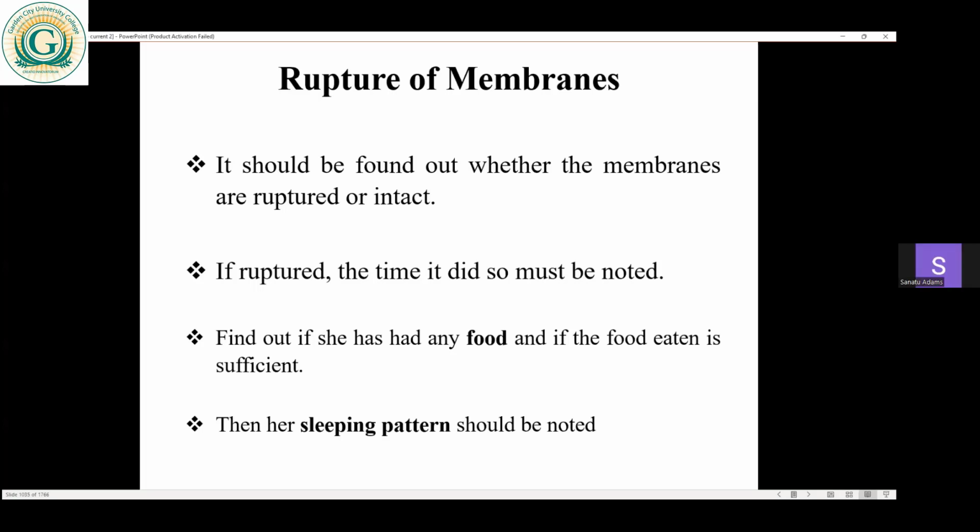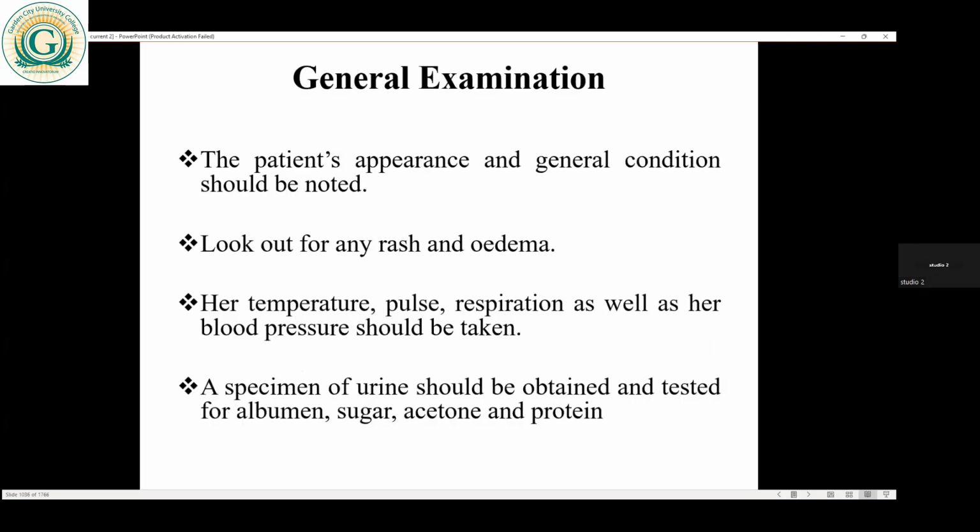Why do we need to know whether she has eaten? If she's coming from the house and she has eaten, we are sure of the energy, especially when the labor is very early, so that she gets strength to go throughout the labor. If it started in the night and she's so sleepy, you have to know what to do. Take note of that.